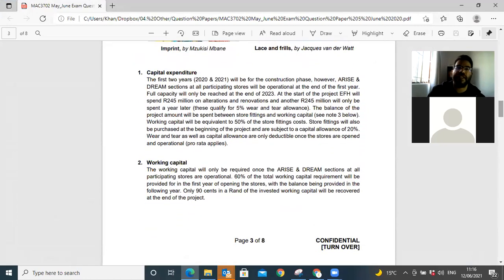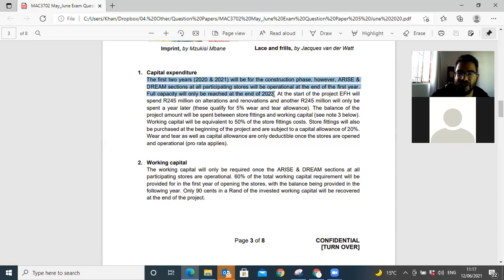Now we can deal with capital expenditure. They're telling you that the first 2 years will be for the construction phase. However, Rise and Dream sections at all participating stores will be operational at the end of the first year. The end of the first year is 2020, so they'll only really start generating money in 2021. Full capacity will only be reached at the end of the 2023 year. They already told us this.